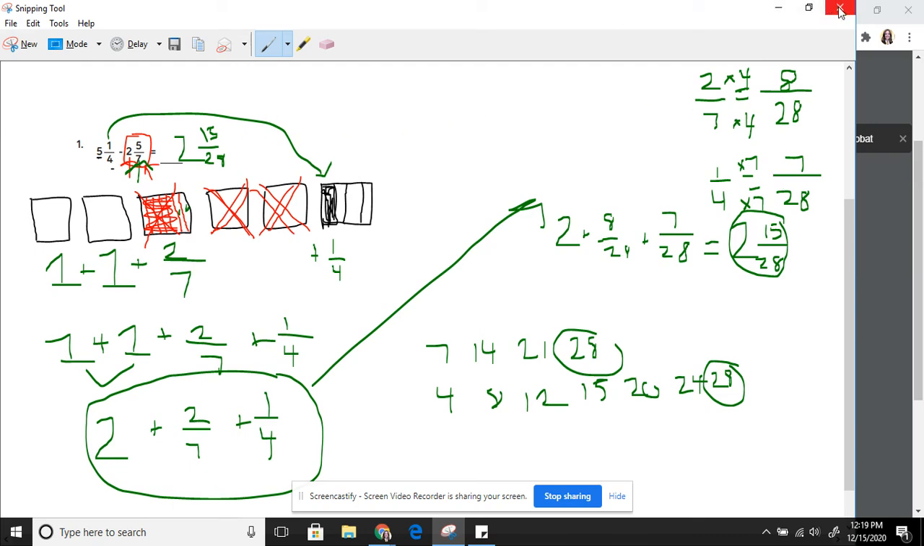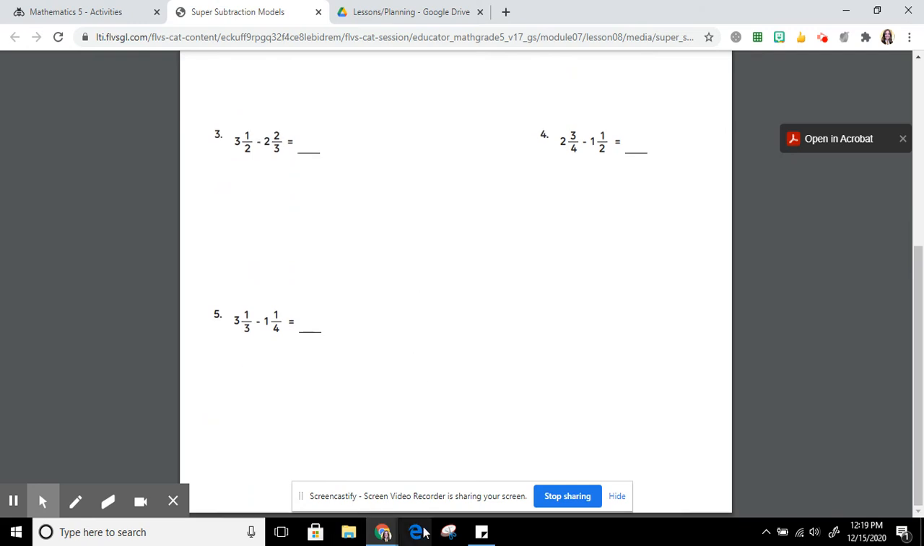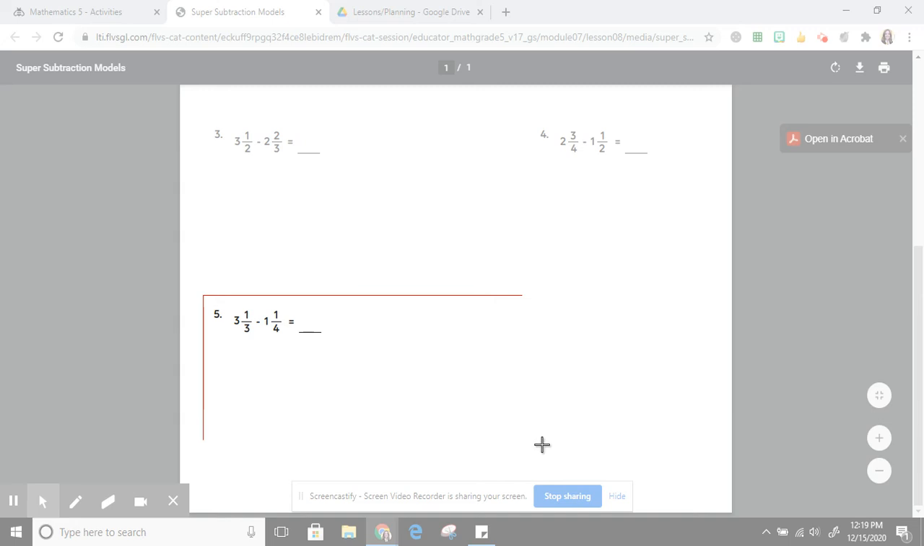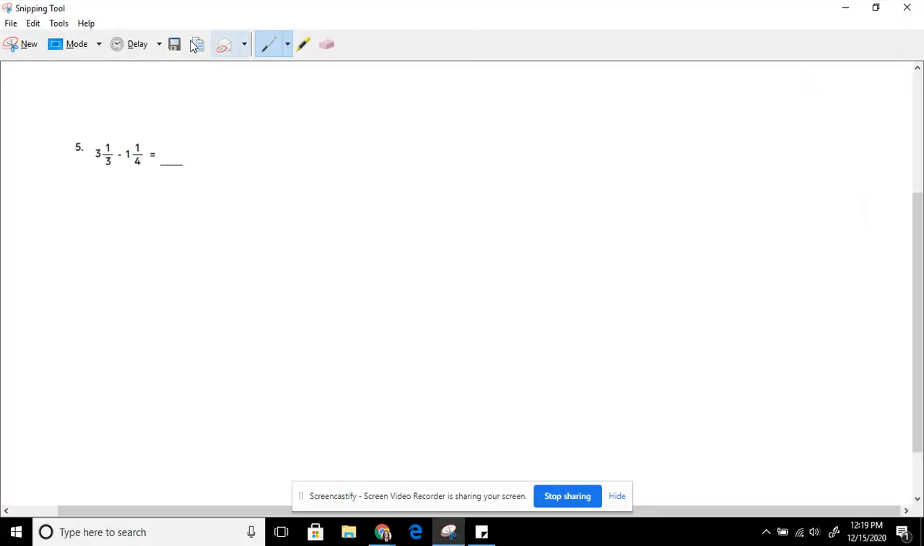We're going to look at number 5. I'm going to go back here. We'll screenshot number 5. And again, these are a lot of steps for subtraction, but this is a great way to subtract mixed numbers. Okay, so this is number 5.